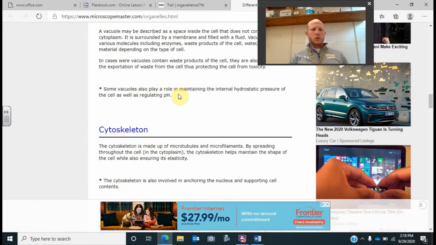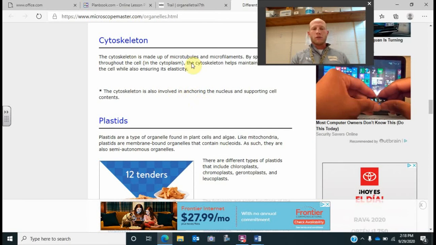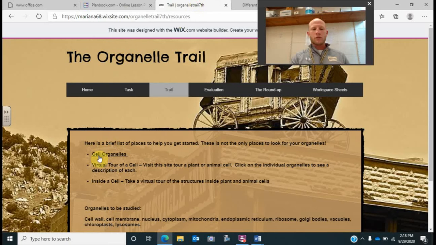And so they just give a quick rundown of what they are, what they do, what they look like, where they are located, right? The same questions that I'm asking you. However, not all of them have all of the answers that you need. So you need to have all three of these open.